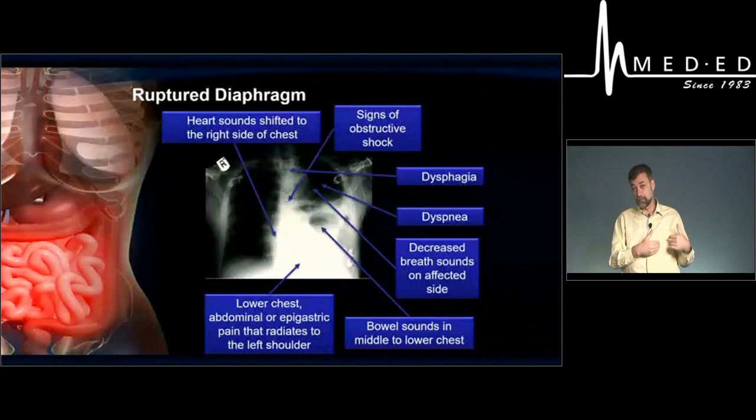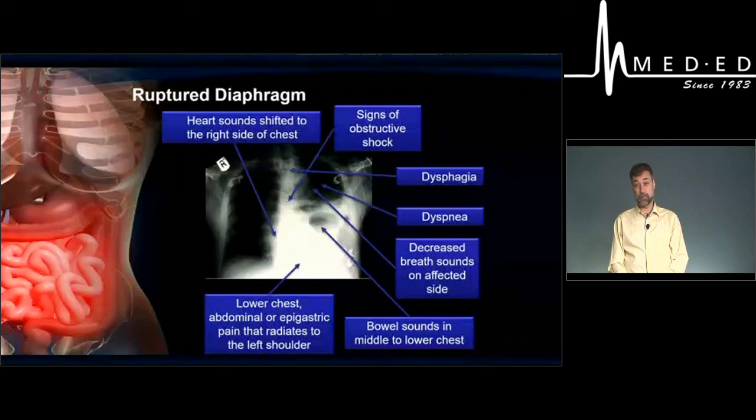Almost always on the left, because the right has the liver, which protects it, but the left also has an esophageal hole, which weakens it. So then the abdomen can spill up into the chest. Look at the x-ray on the screen right now. You can see loops of bowel up at the nipple line where the bowel has spilled up into the chest. Now, signs that your patient has a ruptured diaphragm: as the abdominal contents go into the left chest, it's going to push the heart over to the right, so you may hear heart sounds on the right side of the chest and bowel sounds on the left side of the chest.